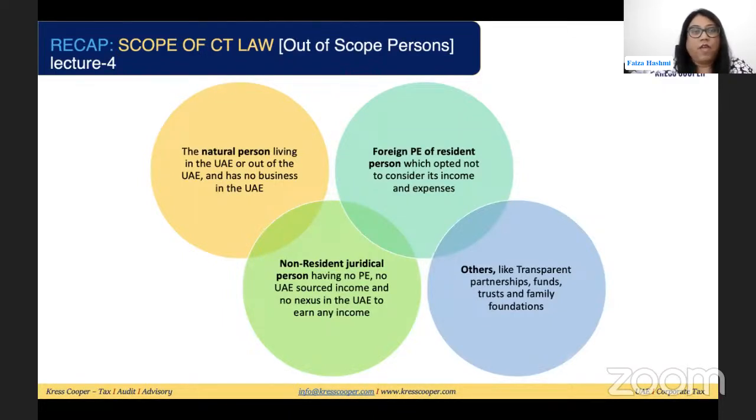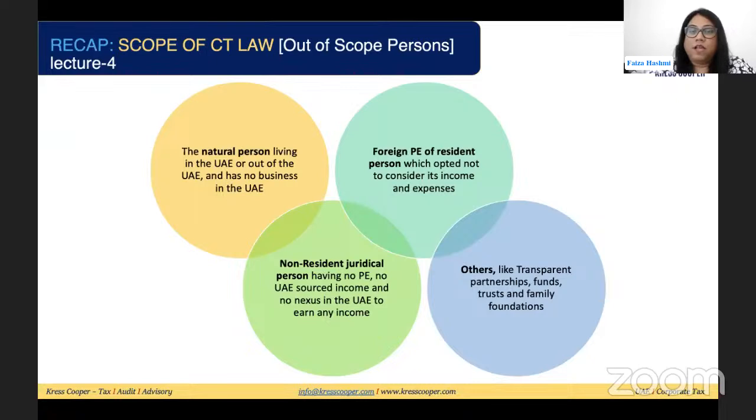Then in lecture 4, we had discussed out of scope persons. So any natural person who's not doing any business in UAE is not included in the corporate tax. If there's a foreign permanent establishment of a resident person who has opted not to consider its income and expenses, then it will be out of scope.